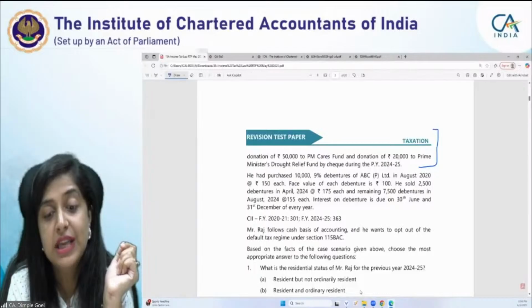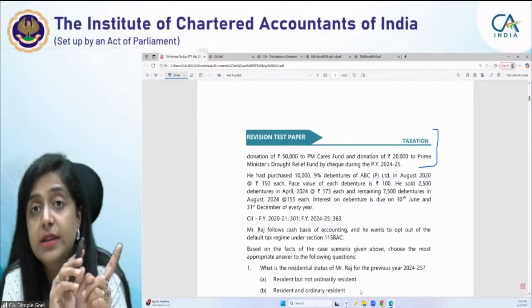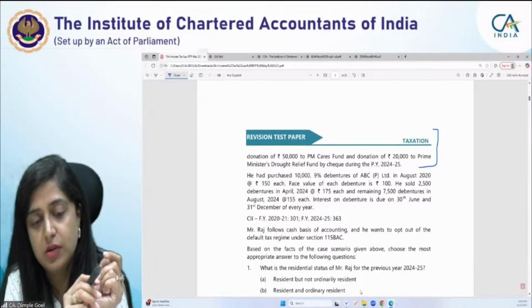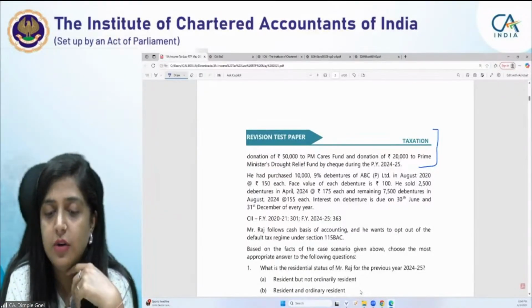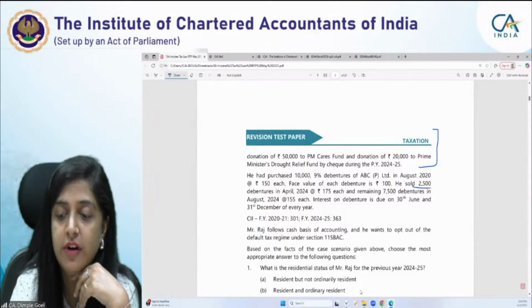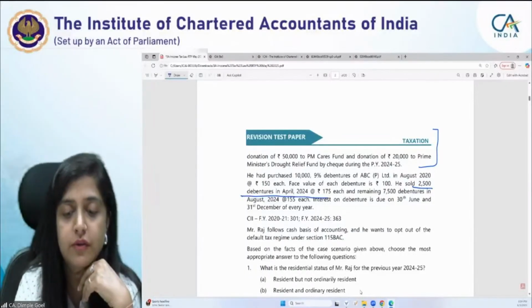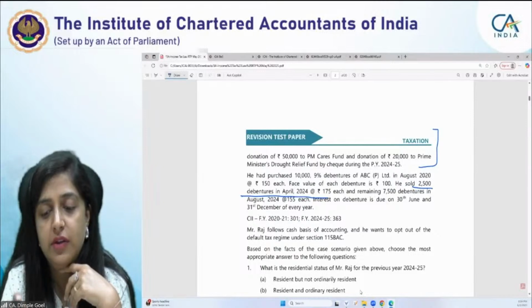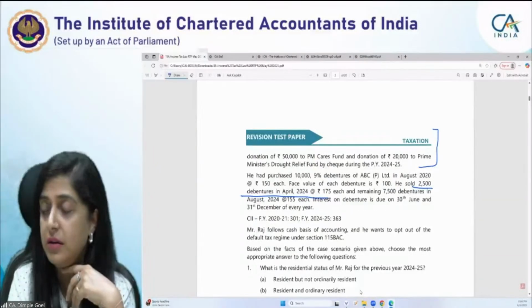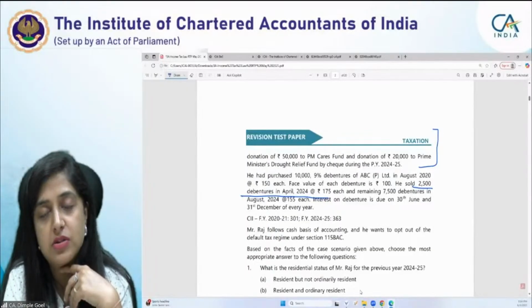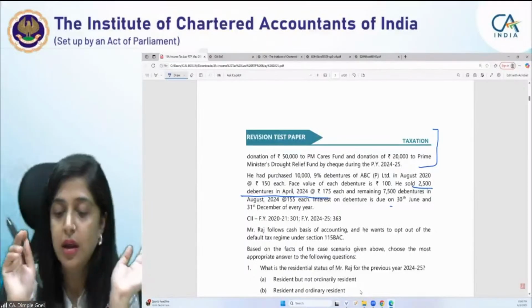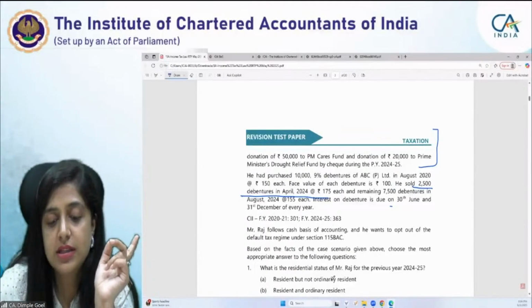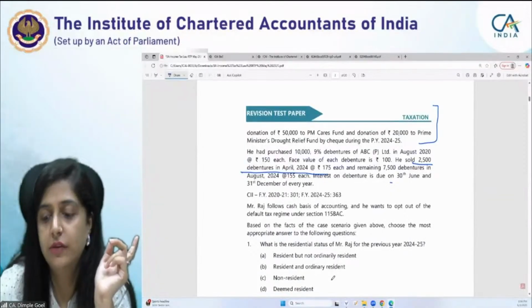He had purchased 10,000 9% debentures of ABC Private Limited in August 2020 at 150 per debenture. Face value of each debenture is 100. He sold 2,500 debentures in April 24 at the rate of 175 each. Then the remaining 7,500 debentures in August 2024 at 155 each. Interest on debenture is due on 30th November and 31st December. Then CII is given. So the first question is what is the residential status of Mr. Raj for the previous year 24-25?